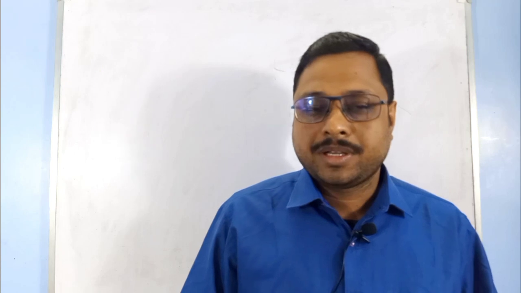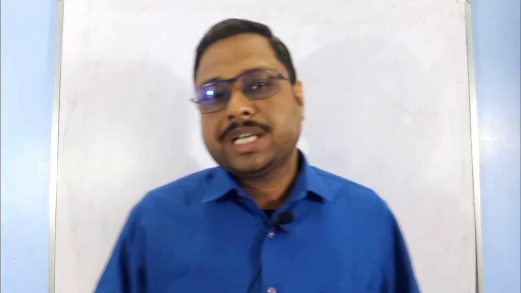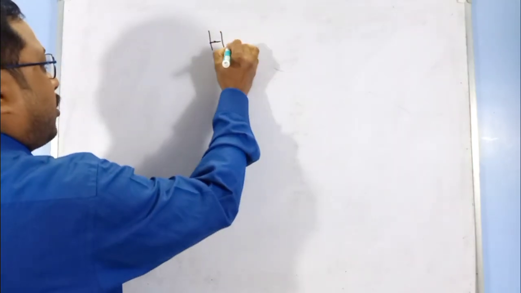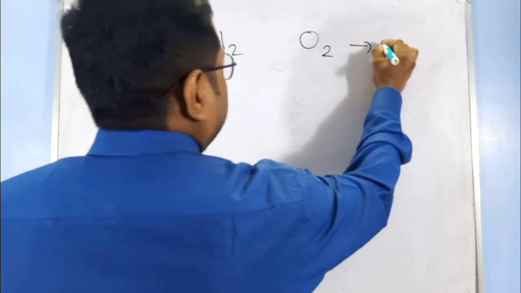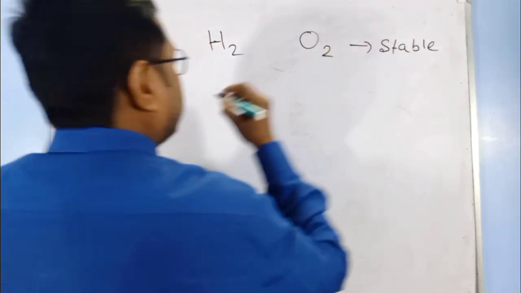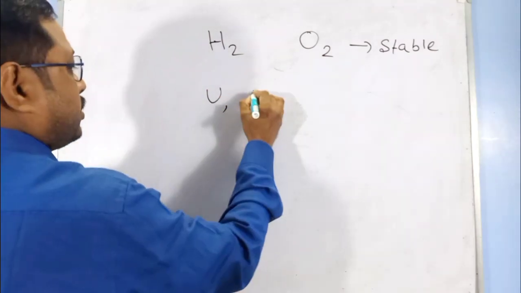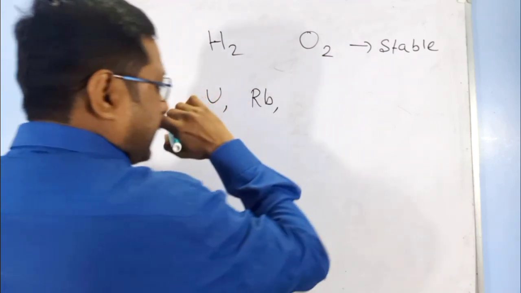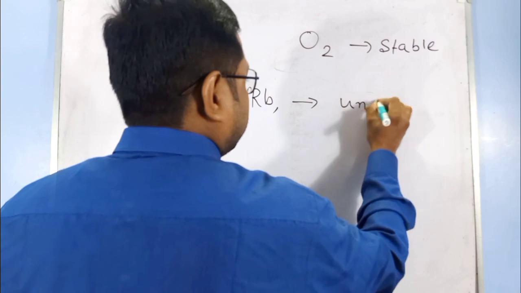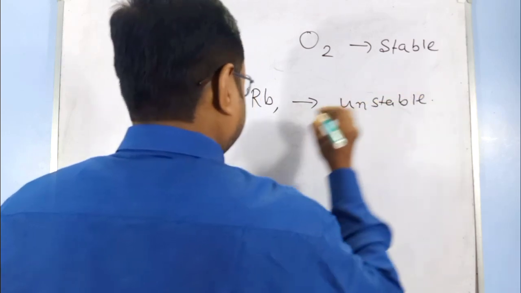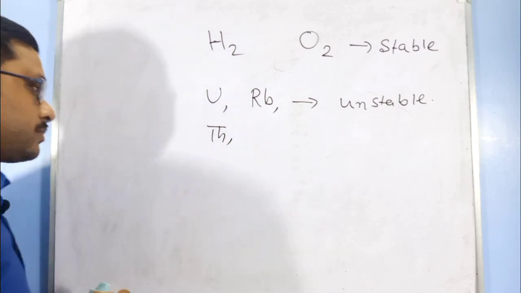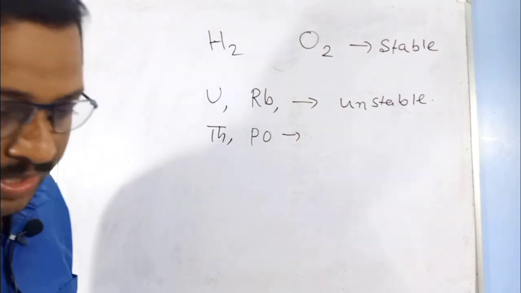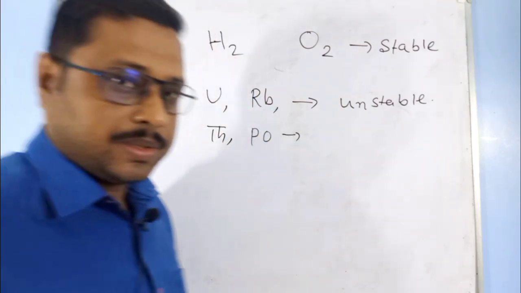If I asked you a question, why hydrogen or oxygen is stable but uranium, rubidium, polonium, thorium, or other particles are unstable, why are these unstable? This is the basic question. Can you answer it?